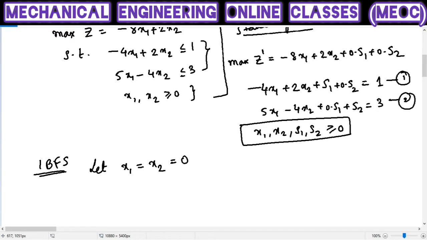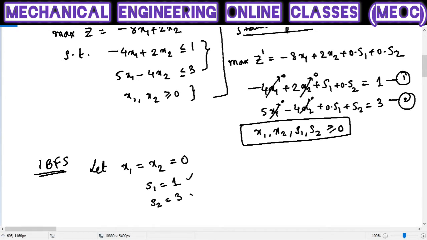Now for given x1, x2 values as zeros, these we have made non-basic variables, right? Then what are the corresponding values of s1 and s2? Substitute x1 as 0 here and x2 as 0 here, you will find s1 as 1, and if you substitute x1 and x2 zeros in second constraint, then you get s2 as 3.